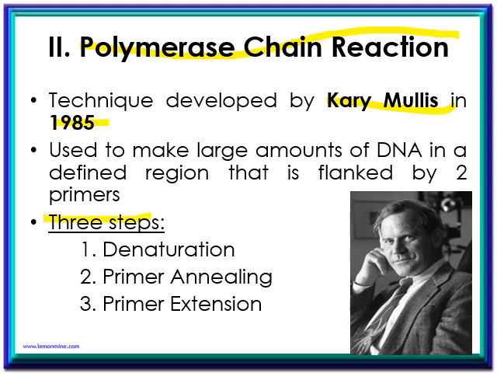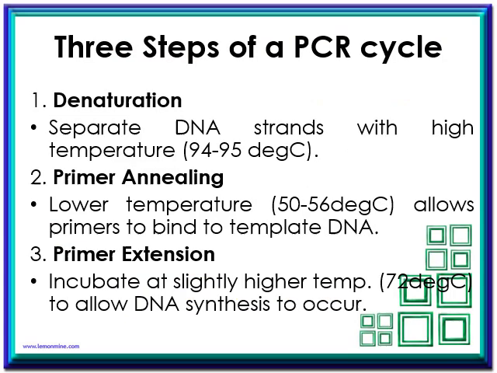So there are three steps: denaturation, primer annealing, and primer extension. A reminder we used before is DAE. Denaturation separates the DNA strands with high temperature, which may be 94 to 95 degrees Celsius. Then primer annealing, at a lower temperature, 50 to 56 degrees, allows primers to bind to the template DNA. And then primer extension is incubated at a slightly higher temperature, 72 degrees, to allow DNA synthesis to occur.